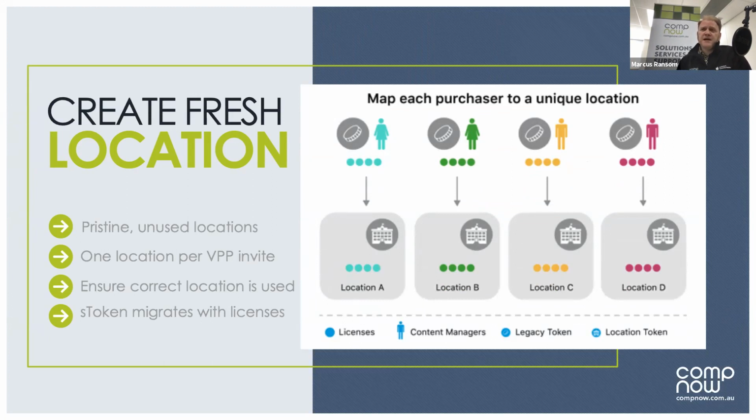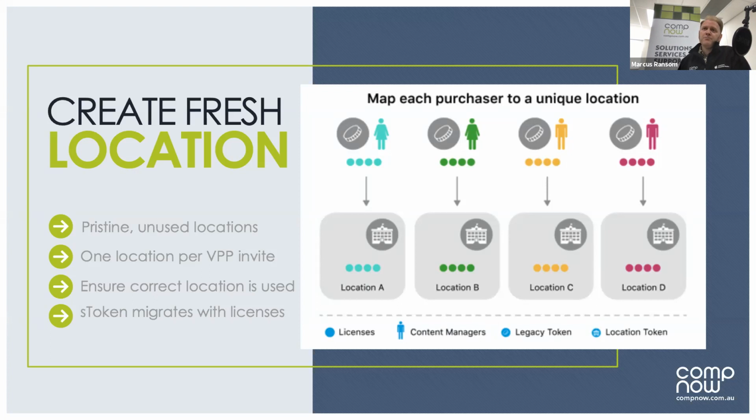If they don't pick their own unique location, only unused app licenses will migrate, and they'll get a prompt that they're migrating into an already used location, which can sometimes be missed if they're not careful. So this is the important step.